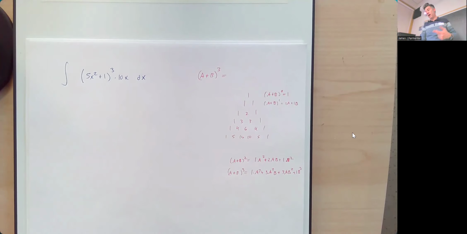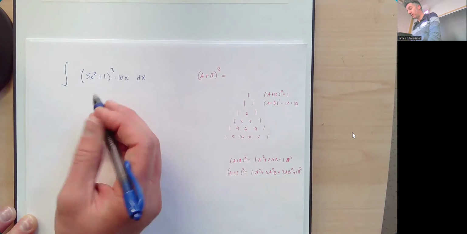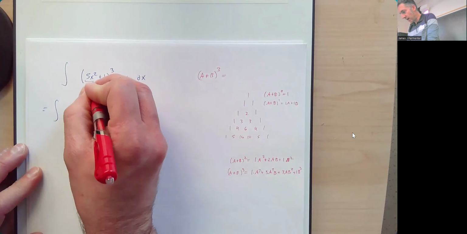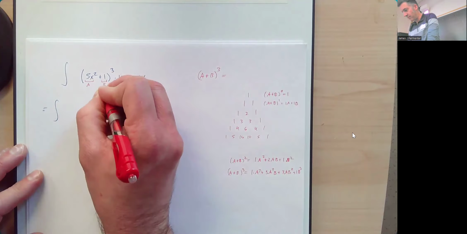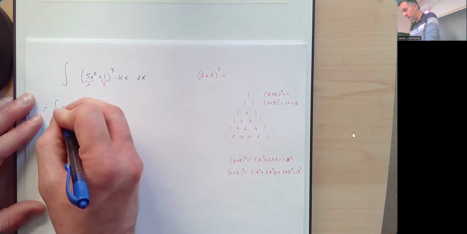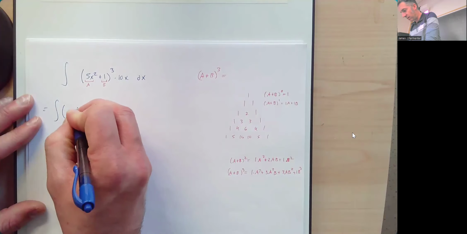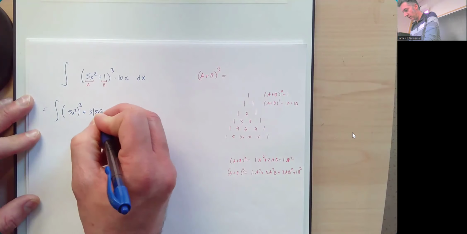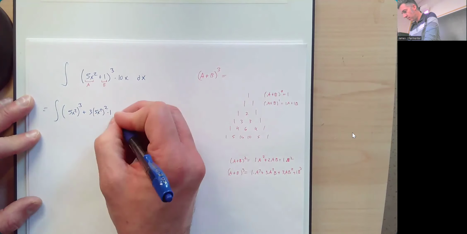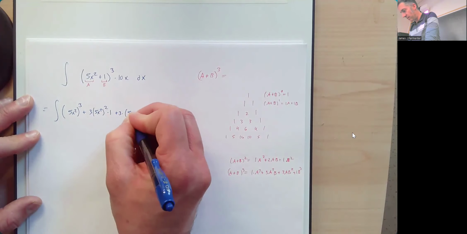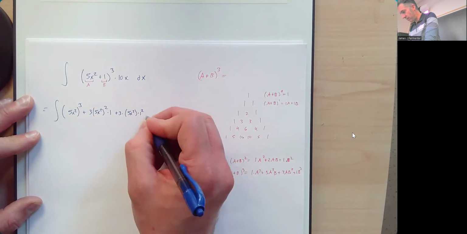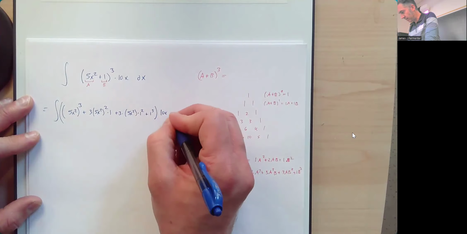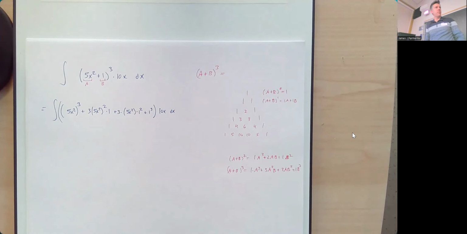So using that, (5x squared plus 1) to the third: this is like my a, and this is like my b. So it's going to be (5x squared) cubed plus 3 times a squared times b plus 3 times a times b squared plus b cubed, all that times 10x. Okay, it's going to be a little bit of work here, but we'll get there.